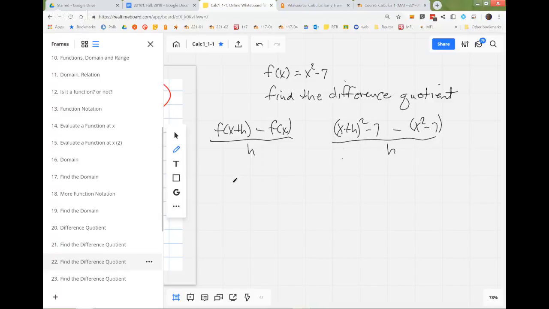Of course, we need to expand this. What's x plus h squared? You know, you got to hammer that out. You wind up with that double middle term. So after you expand it, you get that. Now, can you simplify the top? Well, x squared minus x squared, that's going to be gone. You're still going to have the 2xh. You're still going to have the h squared. And you're going to have the minus 7, right?